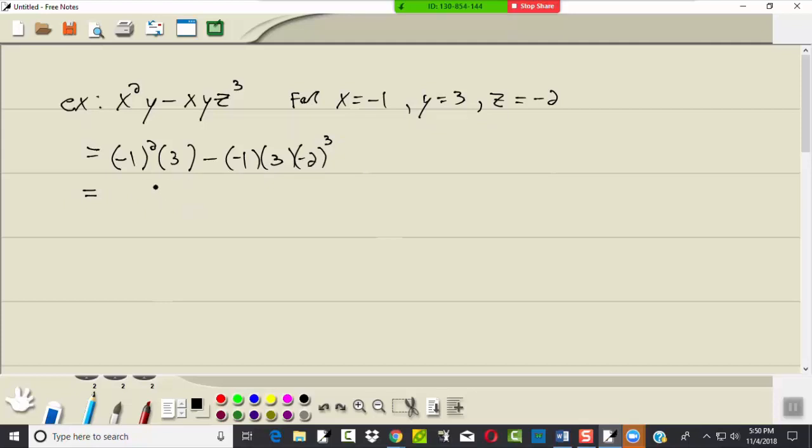Well, first off, I noticed that I got a shortcut over here. So I got negative 1 squared times 3. Negative parentheses negative becomes a positive, and everything else carries down. This makes our problem simple.